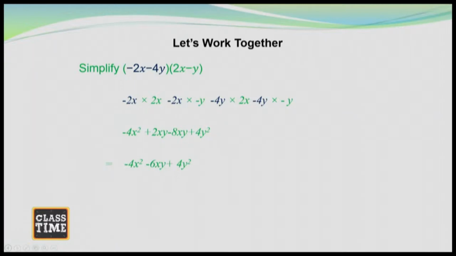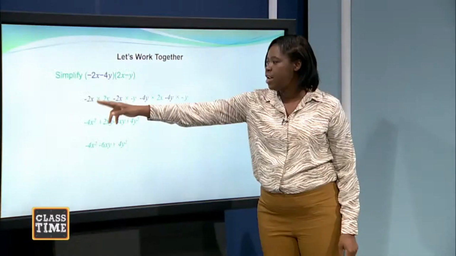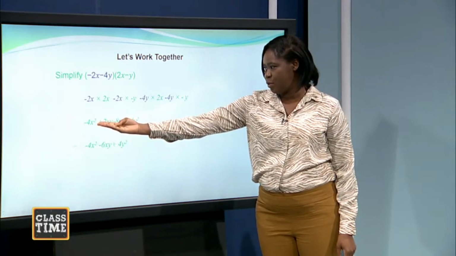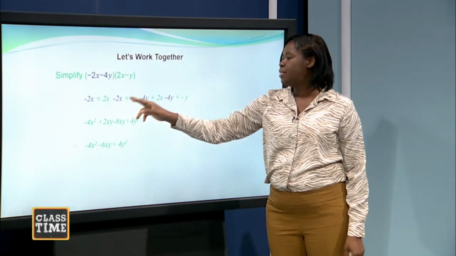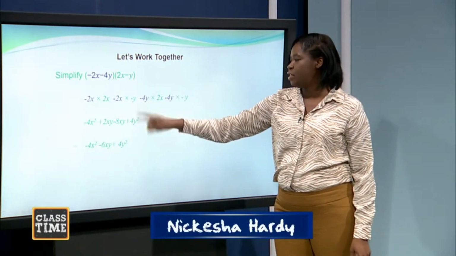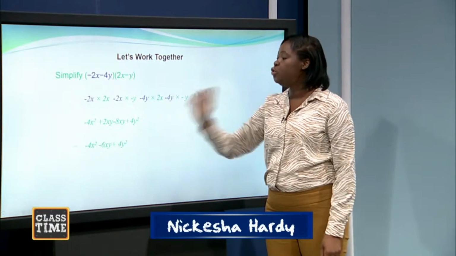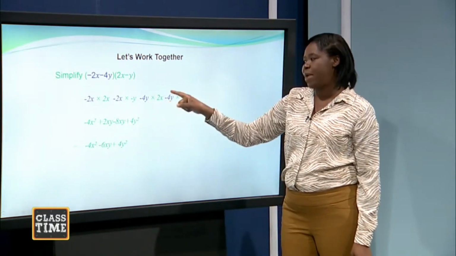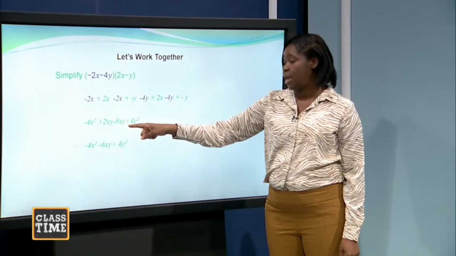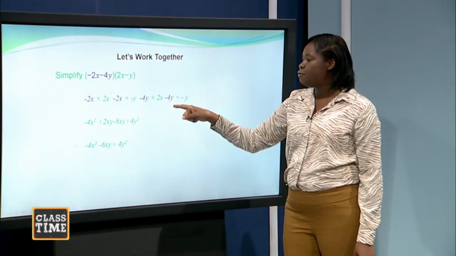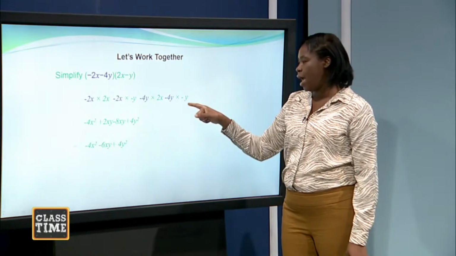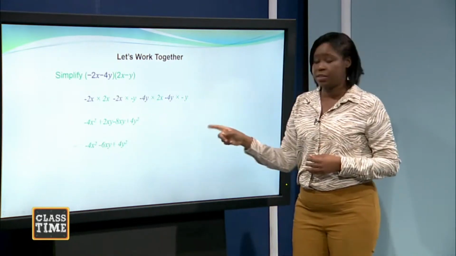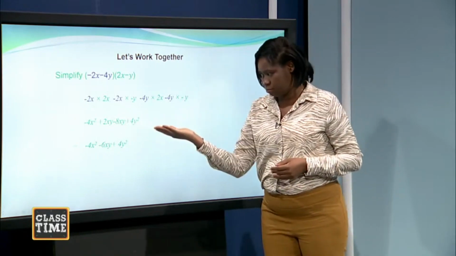Now when we carry out the operation, negative 2x times positive 2x is negative 4x squared. Negative 2x multiplied by negative y would give us a positive 2xy. Negative 4y multiplied by 2x is negative 8xy. And negative 4y multiplied by negative y would give us positive 4y squared.